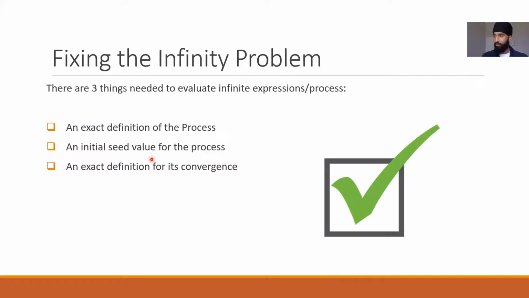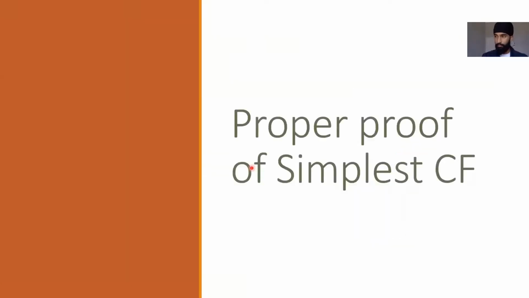To fix the problem, we need to define 3 things. We need to define an exact process for the infinite continued fraction, so we know how to evaluate it, right? The second thing is we need an initial seed value, because it seems that different seed values may result in different evaluations. And we finally need a definition of convergence, so everyone knows what we are talking about when we say something converges. And we are going to use epsilon delta.